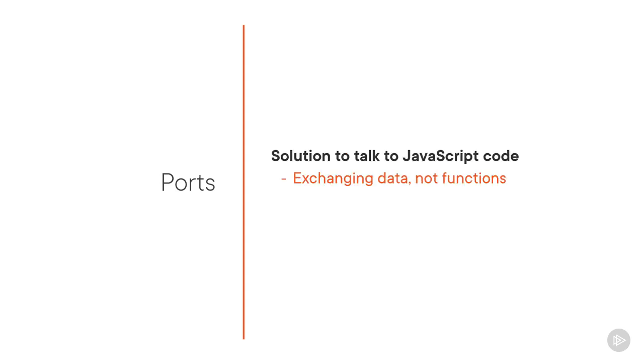Ports are the solution for the challenges of talking to JavaScript code. The key point about ports is that they are about exchanging data of various types, such as string or integer. However, functions cannot be exchanged. Using ports means that the boundaries of both Elm and JavaScript code are respected. Ports provide the mechanism so that Elm and JavaScript can exchange data.